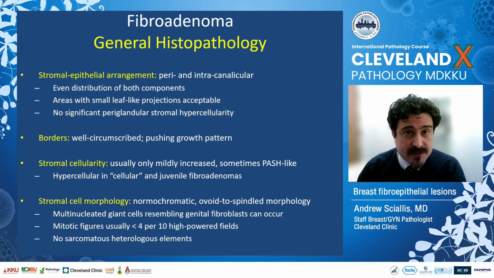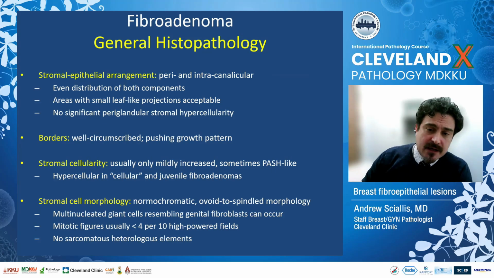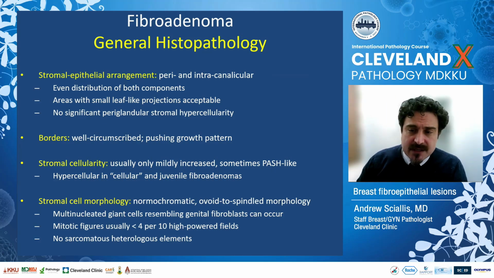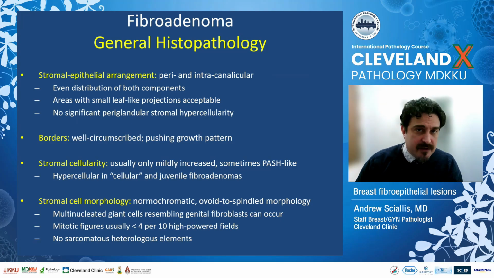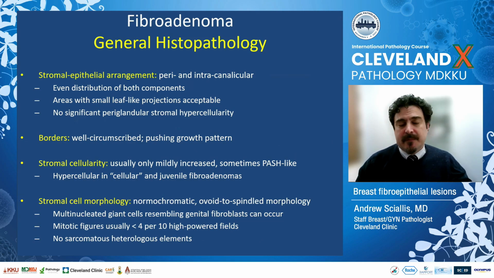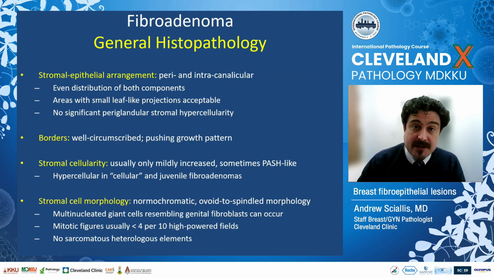Borders of the fibroadenoma should be well circumscribed, a pushing growth pattern, meaning that we can draw a nice easy circle around it. And the stromal cellularity ranges sometimes from very hypocellular to areas that look a lot like PASH, and sometimes mildly increased, particularly in fibroadenomas that present in younger patients. The old rule of thumb is the younger the patient, the more cellular the stroma can be, and there's a little more acceptance of increased cellularity so long as the patient is of reproductive age.